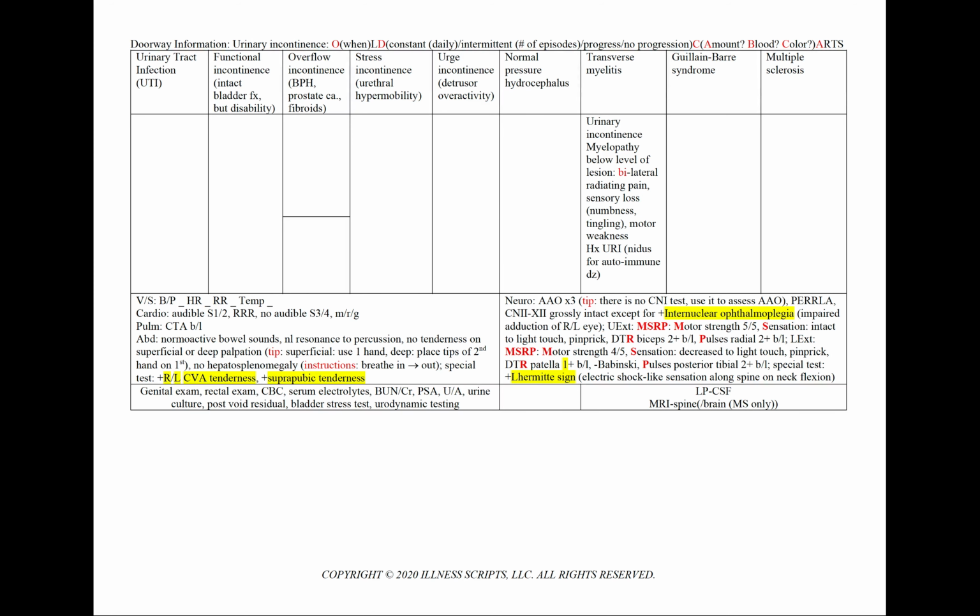In transverse myelitis, we'll see urinary incontinence, a myelopathy from the myelitis below the level of the lesion, and since it's a myelopathy, it will be a bilateral radiating pain, sensory loss, and motor weakness. We could also have a history of a recent URI or gastrointestinal infection serving as a nidus for the autoimmune disease. And we'll add here an LP of the CSF and an MRI of the spine.